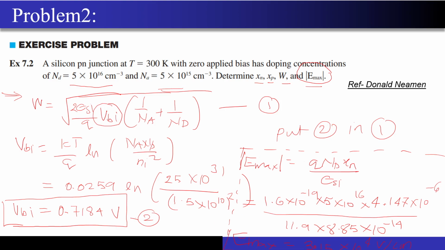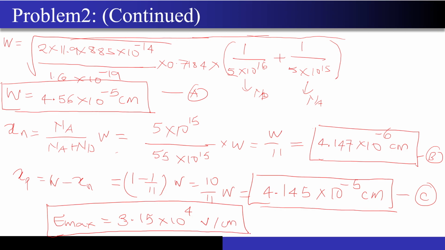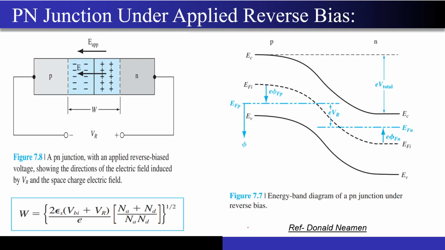Okay, this became a mess over here. I guess I will write it on the next page. It will be better. So the Emax value that we have found out came out to be around 3.15 into 10 to the power 4 volts per centimeter, right? So this is what we got. Now the question was clear. There was nothing tough in this question as well, right? So now let's move on to the case of the PN junction under the applied reverse bias.